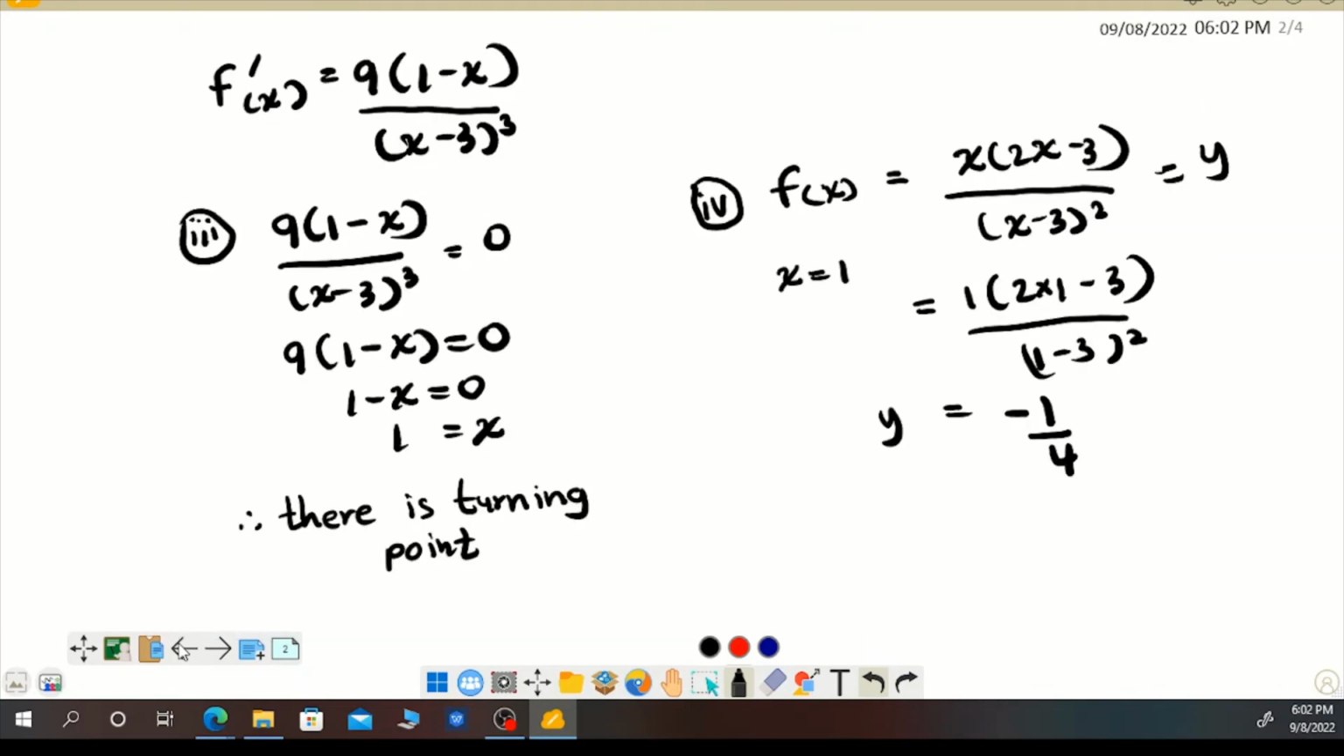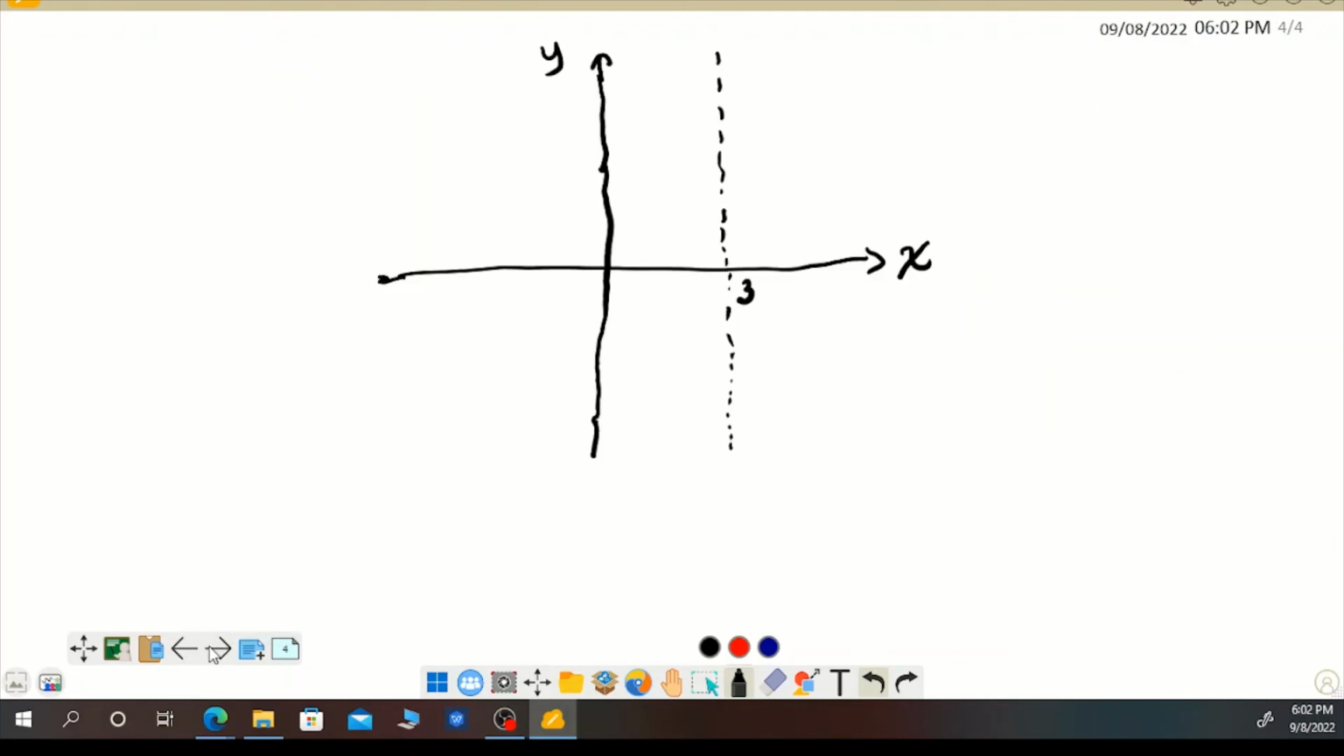Then I am going to mark my turning point. My turning point is at x equals 1, y equals minus 1 over 4. So x equals 1 is a point like this, and y equals minus 1 over 4 like this. I can consider this point to be my turning point, minus 1 over 4, x equals 1.